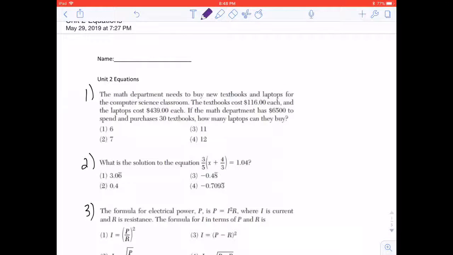Okay, guys, we're going to go over the answers to Unit 2 equations. This is Regents review from today's class. Making sure you guys have all the work and the correct answers for you moving forward.